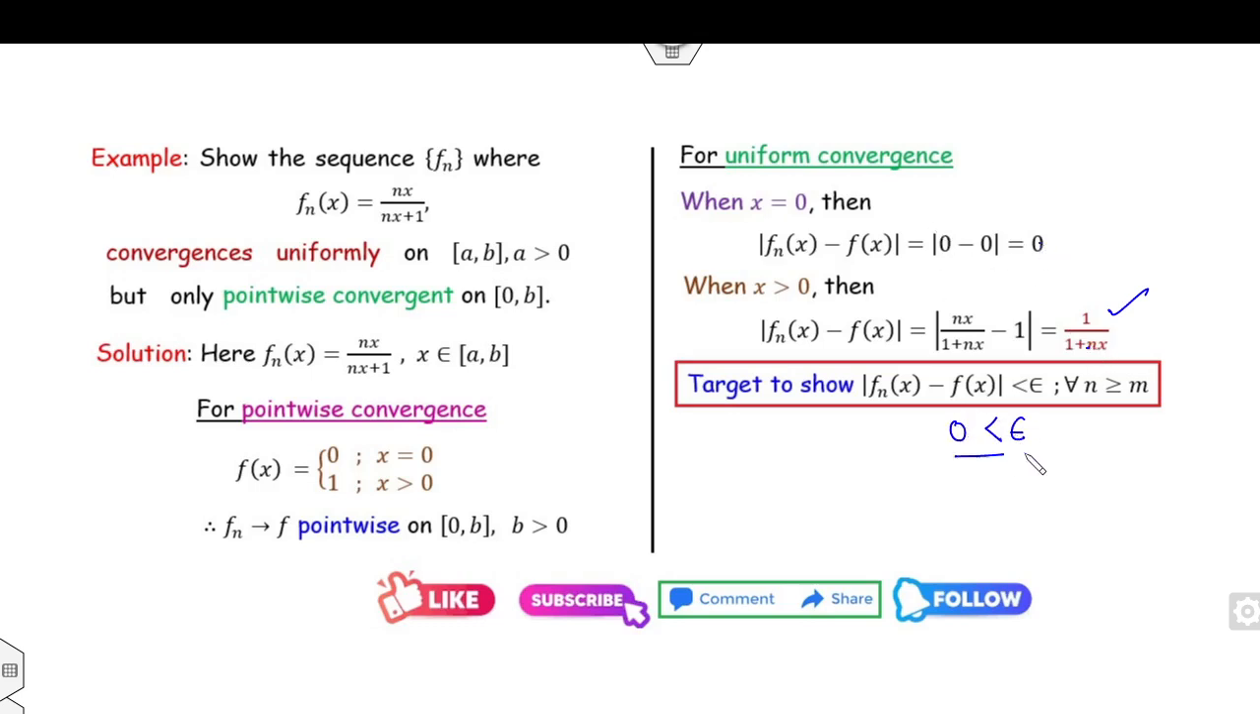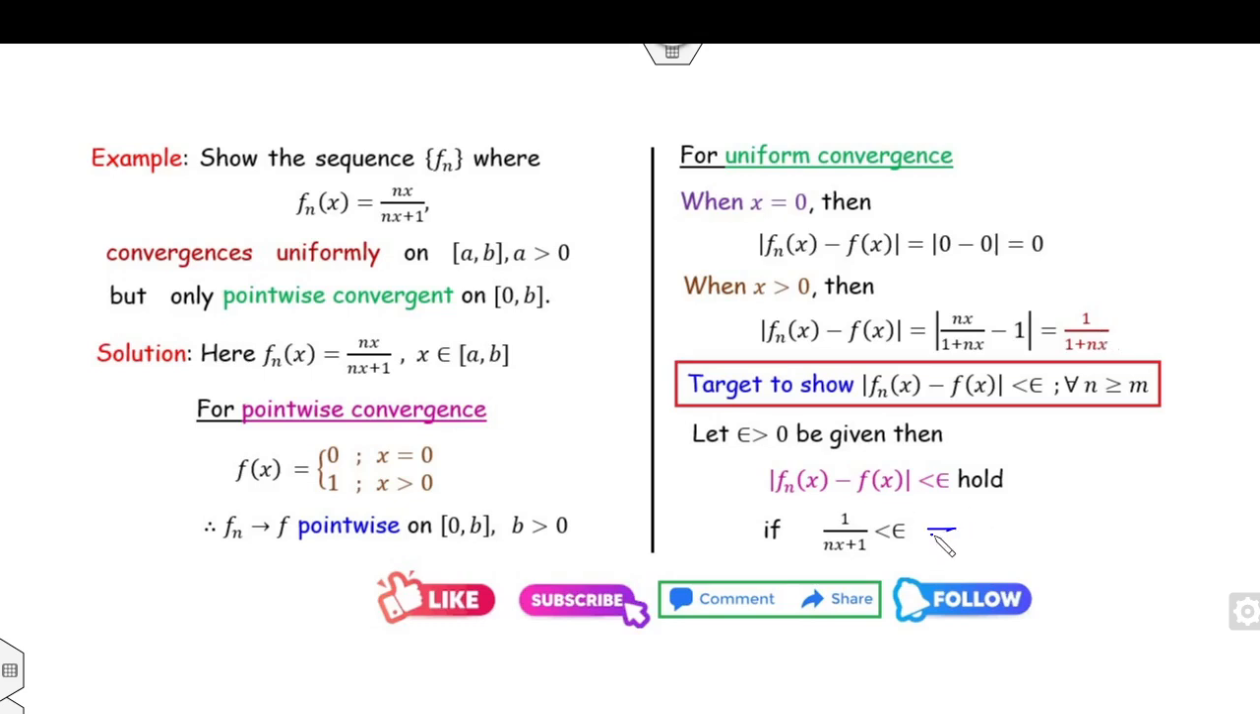0 is less than epsilon. That's true because epsilon is always greater than 0. So I can find the second case. Can you find the value of n from this case? Definitely you can find 1 over epsilon is nx + 1. Therefore n is greater than (1/x)(1/epsilon - 1).